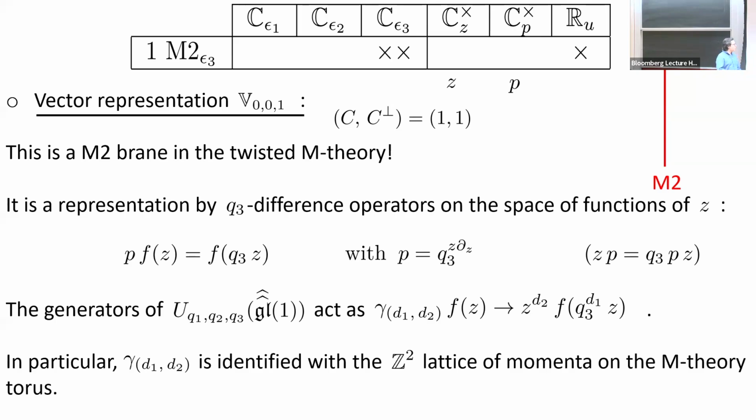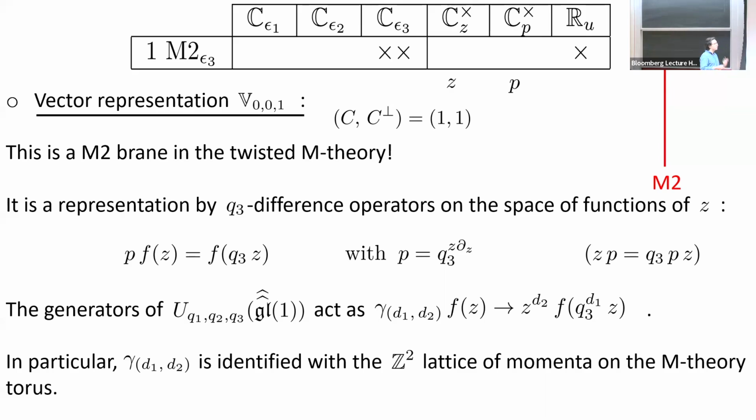So the point I just want to make is that the generators are identified with the Z2 lattice of momenta on the M-theory torus. As I told you, you add 1 unit of momentum or 1 unit of Z shift on the torus. So that's either adding 1 unit of momentum along the circle, the Z circle of the torus, or the P circle of the torus.